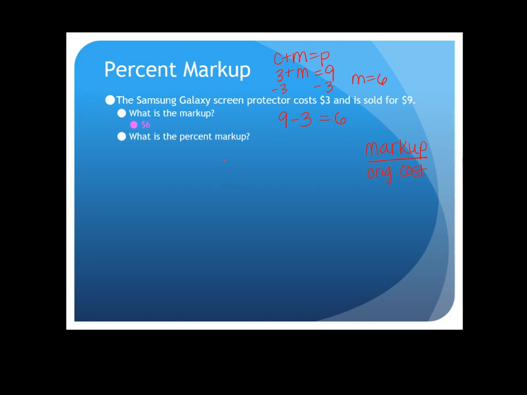If I do that, it was marked up $6. The original price was $3. If I do that, I get 2. Now that's not 2%. I need to now convert it to a percent. So 2 choices: you can either, at the end of this, multiply by 100 to get the percent, or move the decimal over twice, which would give me 200%. Either way, I get 200%. So this is really the equation you're going to be looking at to figure out the percent markup.